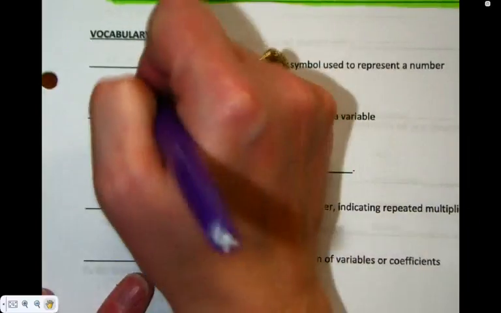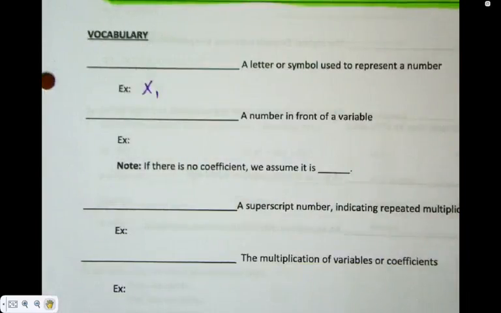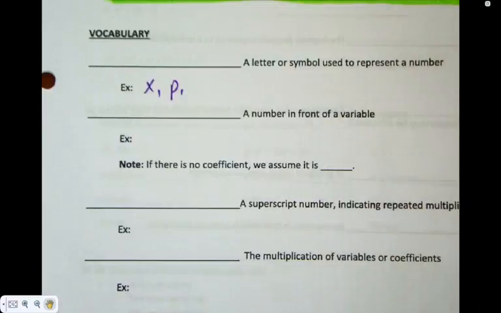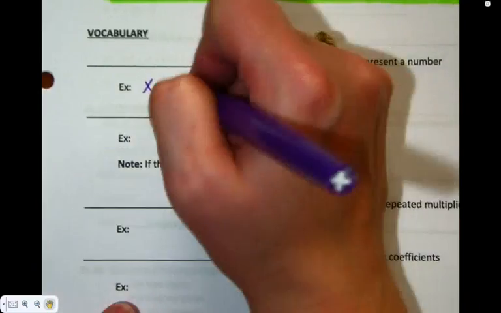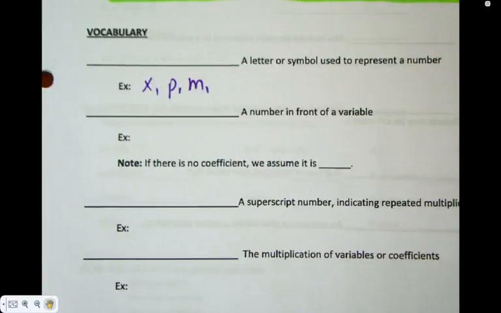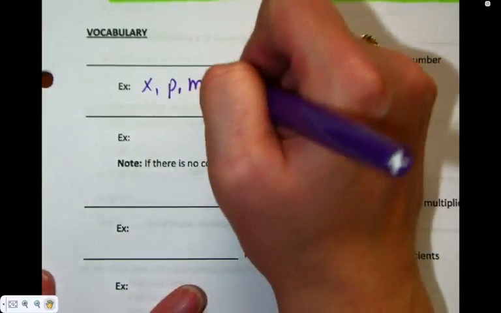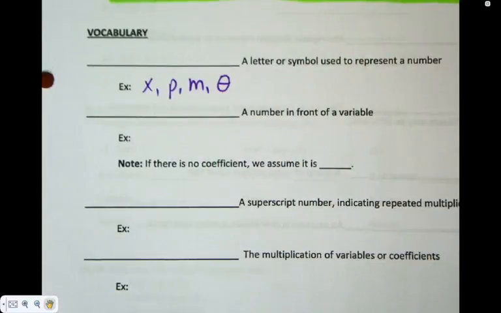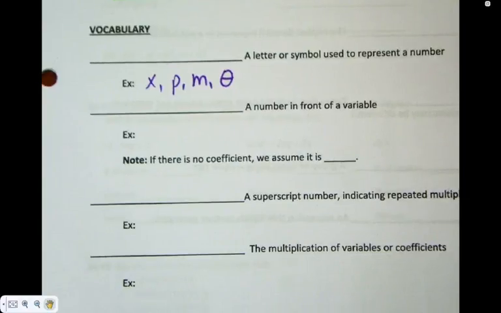An example could be X. It could be P. It could be M. It could be, ooh, watch this. That's called theta. What is theta? Theta is a Greek letter, so we don't always have to use our English alphabet letters. We could use symbols, and that's a symbol in math that we use. All of them just represent unknowns. We could use omega. I love omega.